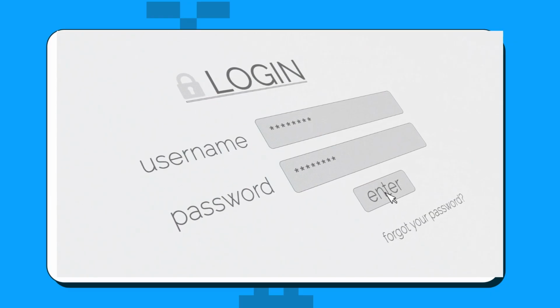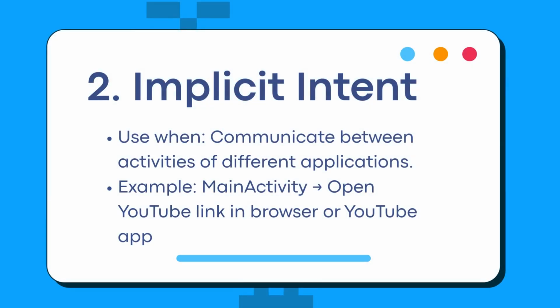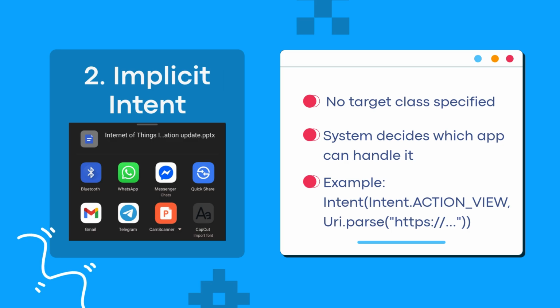Alright, now for our second type, implicit intents. In an implicit intent, we want to communicate between activities of different applications. Unlike an explicit intent, an implicit intent does not name a specific component. Instead, you declare a general action you want to perform, and the Android system finds an app on the device that can handle it. You see this every day.